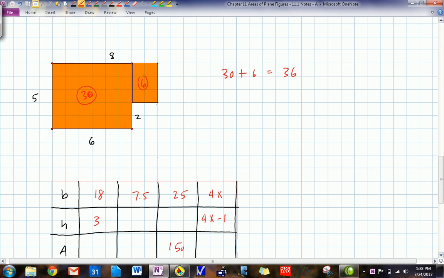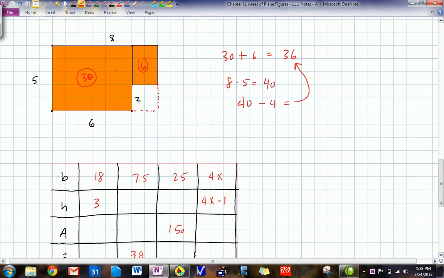The other way to think about this, it's kind of a neat idea, is extend these sides to make one whole big rectangle, which would be 8 by 5. So 8 times 5 would be 40. And then take that 40 and subtract out the missing little square in the lower right-hand corner, which is 2 by 2, 4, and that gives us the same answer. That's kind of a nice technique that will come in handy every once in a while. Find the area of the whole thing and then subtract out the part that you don't want.